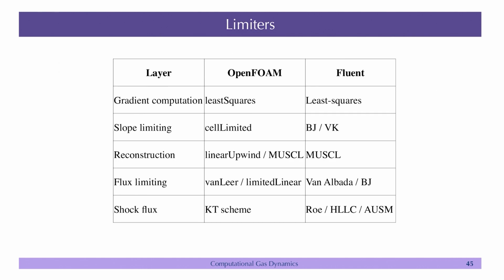Then, as we discussed earlier, you need to have a limiter. If you do not have a limiter, then the solution will start showing Gibbs oscillations, and it may ultimately diverge or blow up. We have both slope limiter as well as flux limiter options available, in both OpenFOAM and Fluent. They call it cell limited or limited linear. Then we have the reconstruction. For reconstruction we also have the MUSCL scheme, the linear upwind that we mentioned earlier.